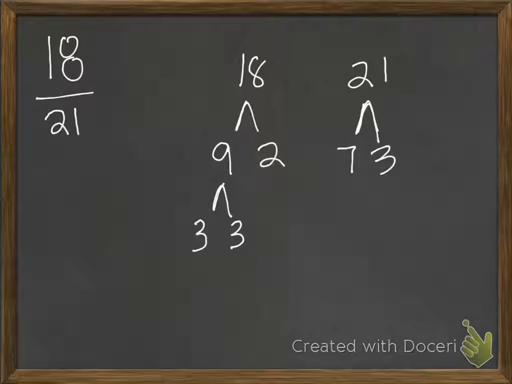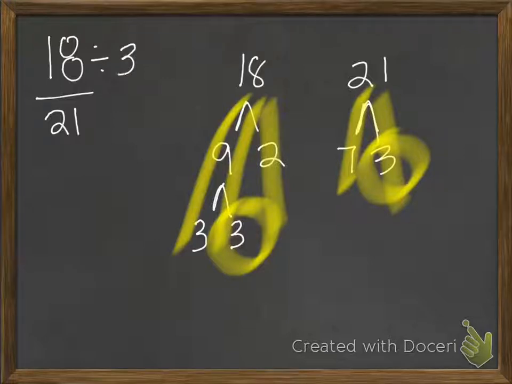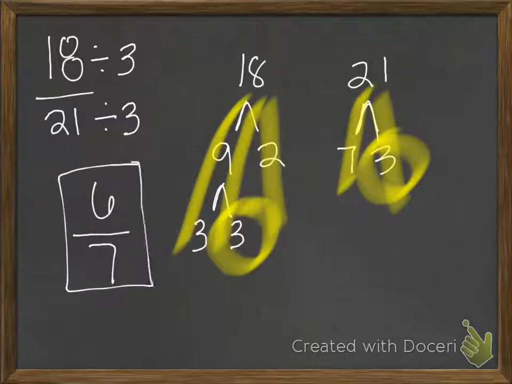So what common number do we see in the trees that we have here? 3. That is our common number. So we know we're going to do 3 divided by the top and 3 divided by the bottom. It has to be equal. So we have to ask ourselves, what's 18 divided by 3? We get 6. Then we have to ask ourselves, what's 21 divided by 3? 7. Now, 6 can be broken up more, but can 7? No. So if one number cannot be broken up anymore, you are at the simplest form. So that should be your answer.